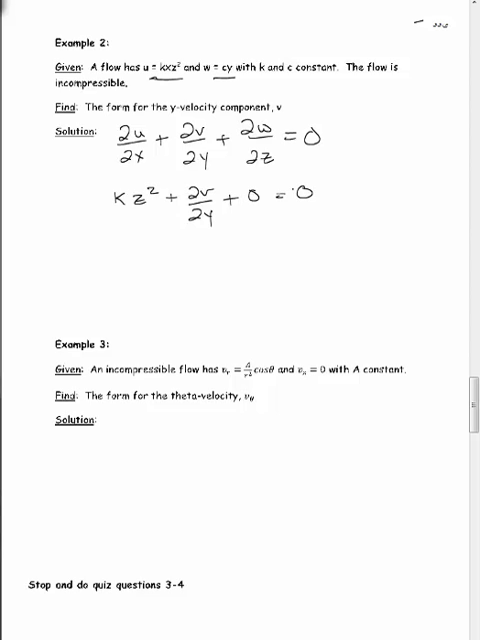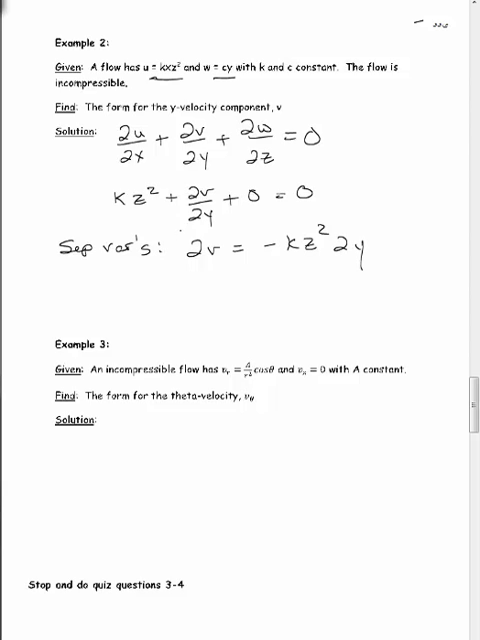Okay, so let's solve for dv dy, and what you want to do is separate the variables. Most of our differential equations are just going to be the easiest kind here, which is separating the variables, just like this. So when you separate the variables, what you're going to do is take this term over to the other side and multiply through by dy. So you get dv equals minus kz squared dy, right?